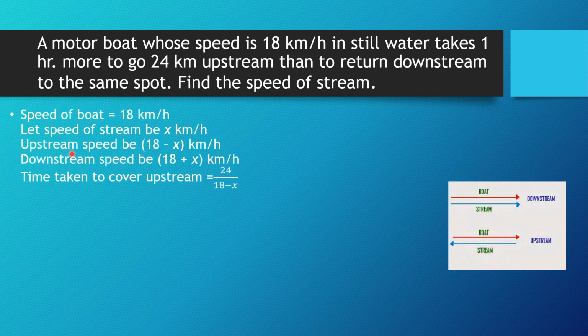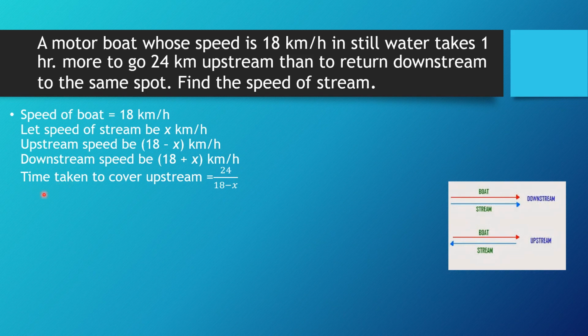Let us say the speed of the boat is 18 km per hour and let the speed of the stream be x km per hour. No matter whether it is upstream or downstream, the speed of the stream remains fixed, that is x. So for downstream, it has to be 18 plus x, as I told, for downstream we add the speed of the boat as well as the stream. For upstream, it will be 18 minus x because it will obstruct the flow, so the speed will be reduced.